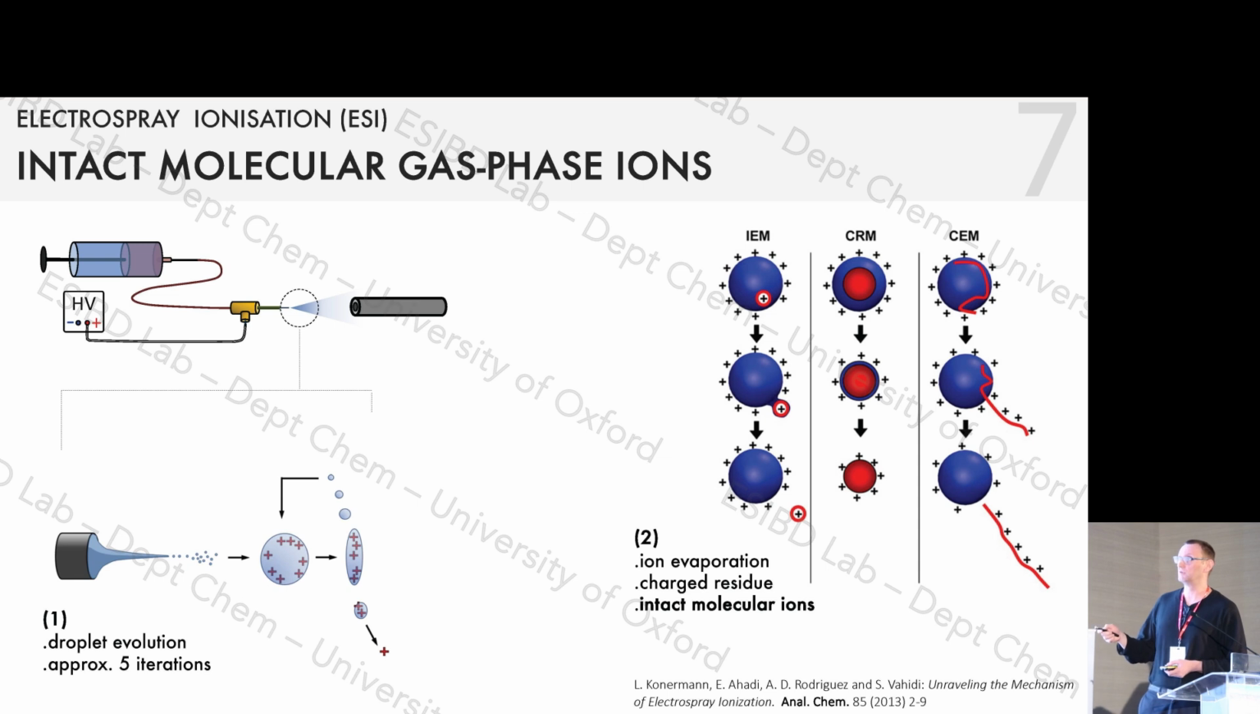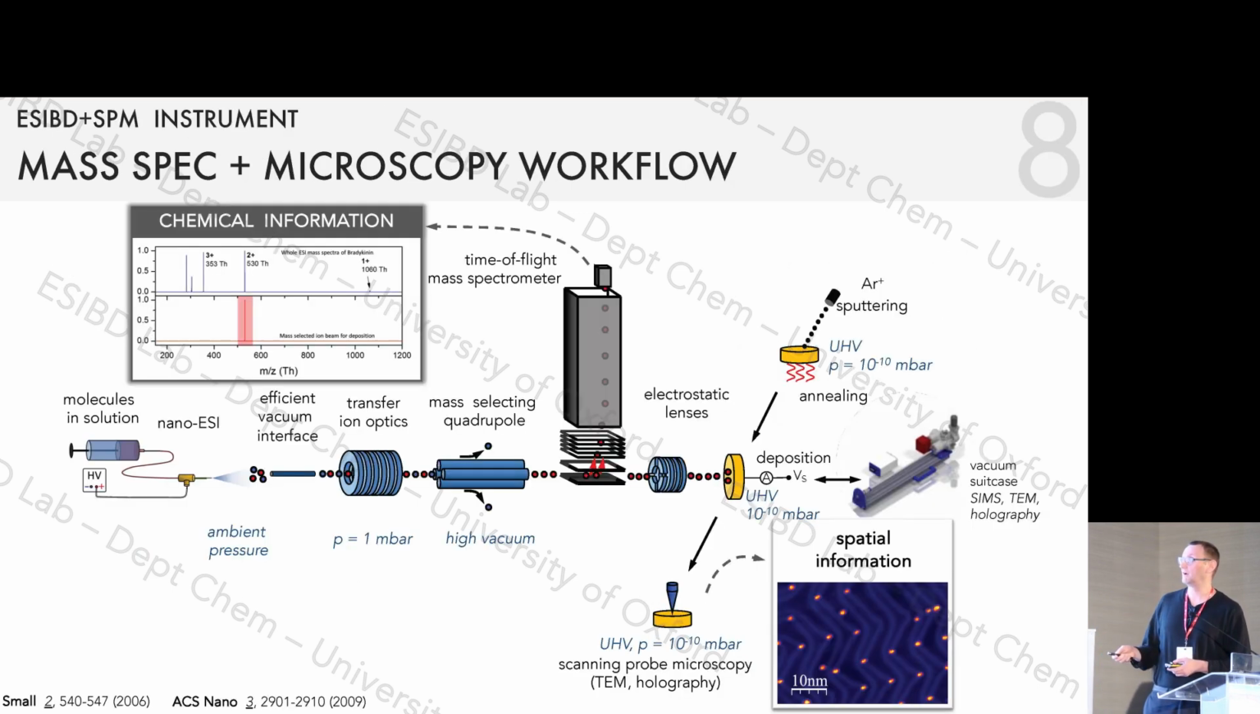So you all heard of this, of course. From a molecule in a solution, you can electrospray, disintegrate these droplets by one of these models, but in any case, you get an intact molecular gas phase ion that you have in an ion beam. And then you can do a lot of things with this ion beam.